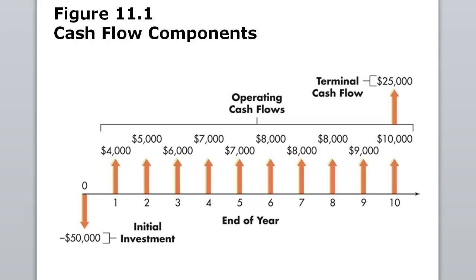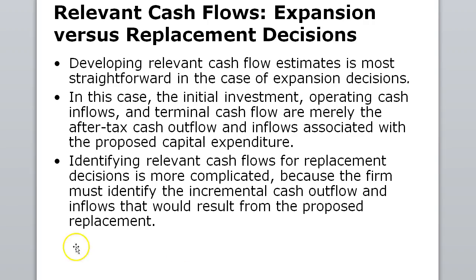Okay, so here's a graphical representation of cash flow components. So we could have the initial investment, and then this initial investment can throw off different cash flows every year up to 10 years, and then the termination cost at the end of the year. So this would be sort of a graphical representation of the cash flow.